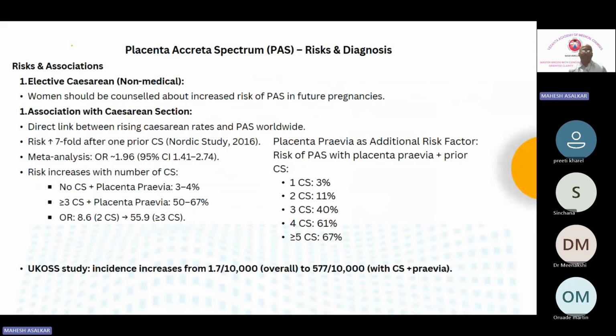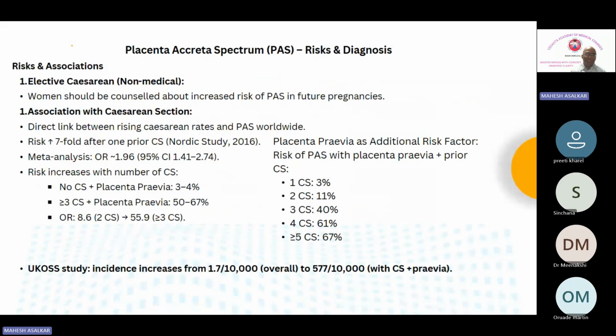Now here are the questions on this particular slide. Now, placenta accreta spectrum, what is the risk and diagnosis? Okay, so for placenta accreta spectrum, the risk is increased when there is a previous history of elective cesarean section. Women should be counseled about the increased risk of placenta accreta spectrum in future pregnancies if the patient is undergoing elective cesarean section.